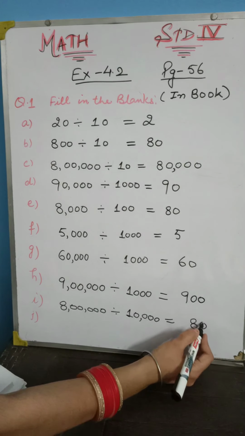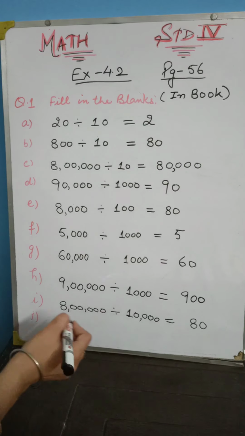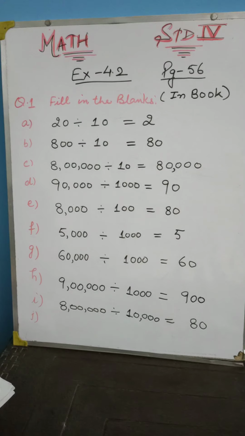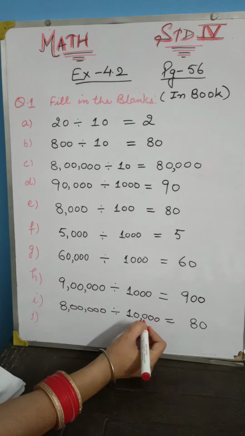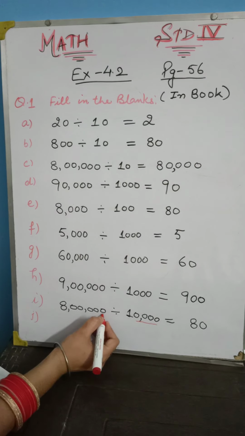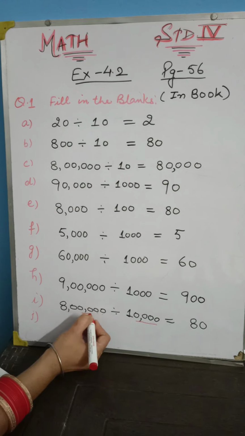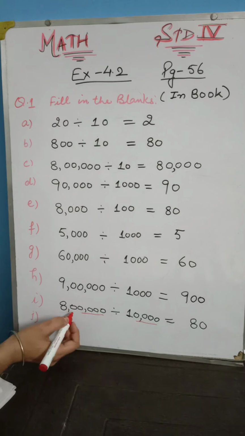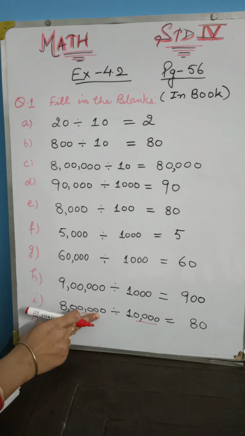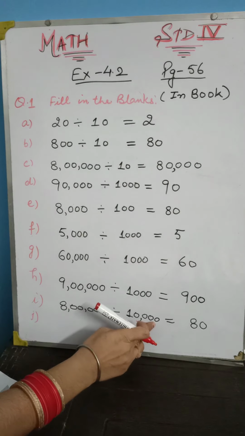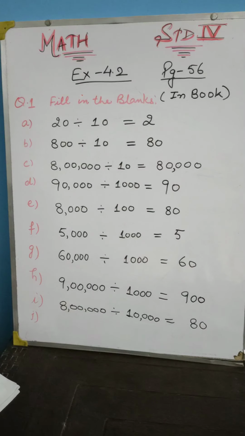If you are not able to keep it in your mind, you can underline it with your pencil. 4 zeros here. 1, 2, 3, 4. Mark it like this, and when you get your answer, erase this line with your eraser. Otherwise, there is no need to make any line or cut any zero.